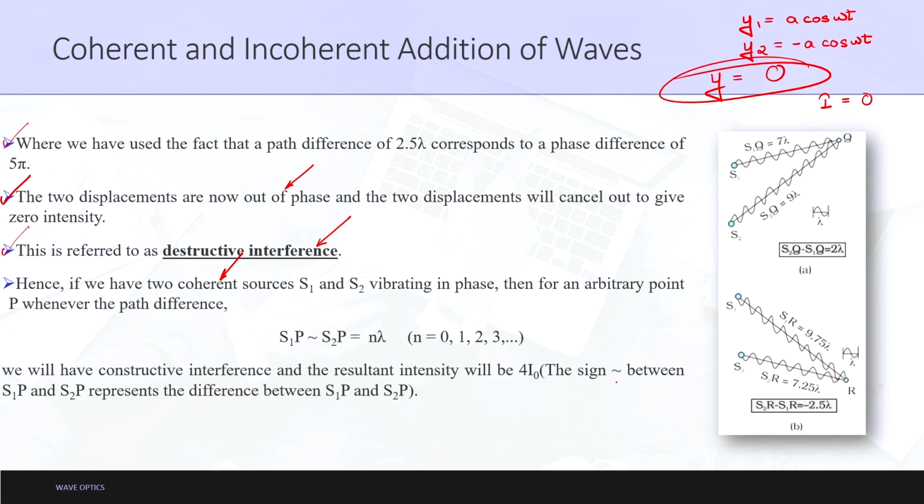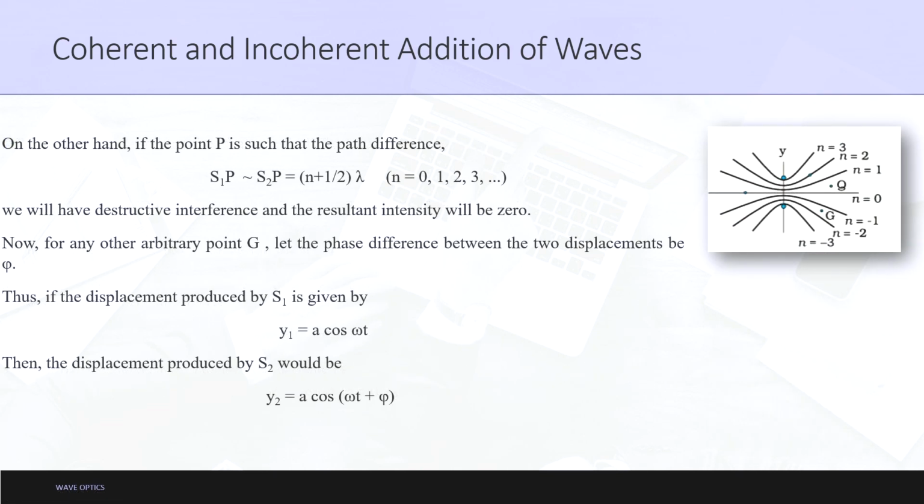Just to explain what this sign means, here it corresponds to S1P and S2P, and represents the difference between S1P and S2P. So, this is nothing but to explain the path difference. This was the complete conclusion of constructive interference.